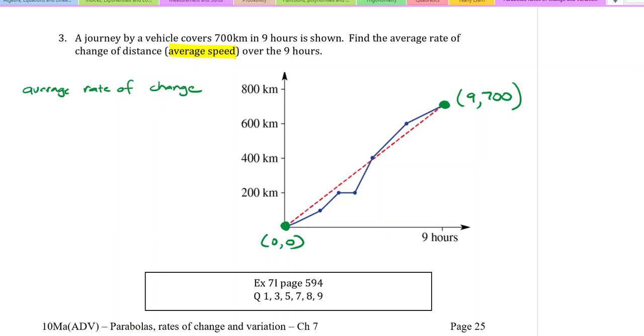So approximating the gradient of that red line using my rise over run, or my y2 take y1 over x2 take x1. So I would get 700 minus 0 over 9 minus 0. 700 over 9 equals 77.8. And this rate of change is the same as the speed. So this is measured in kilometers per hour, because we're traveling 700 kilometers in 9 hours. So 700 divided by 9 is 77.8 kilometers per hour.